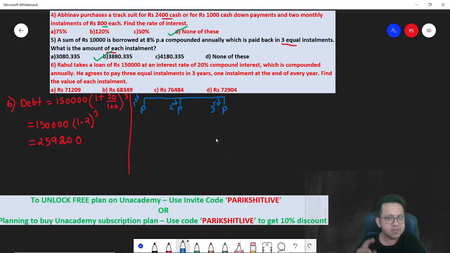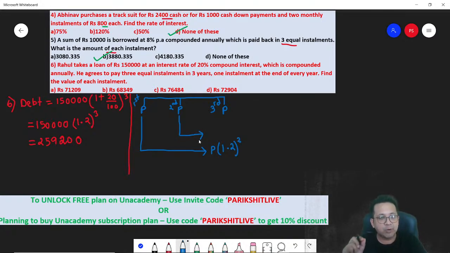Let's start again. You return the money at the end of the first year, but the money was due only at the end of 3 years. The bank feels very happy about it. Why? Because for 2 extra years, the bank got the money 2 years prior. So the bank will take your money and put it in their savings account for 2 extra years. So how much interest will it get? 1.2 whole square.